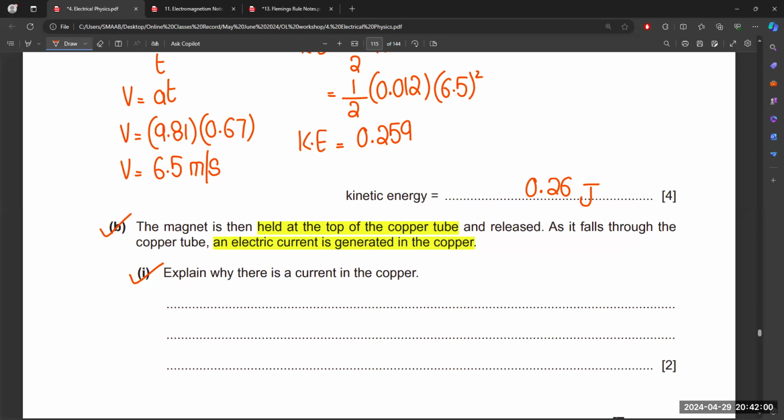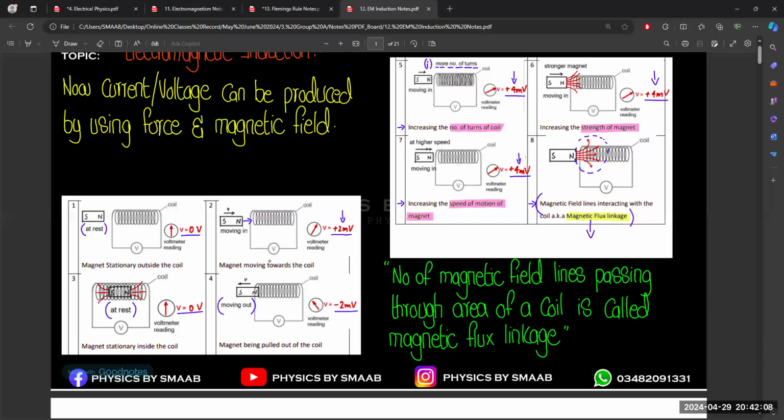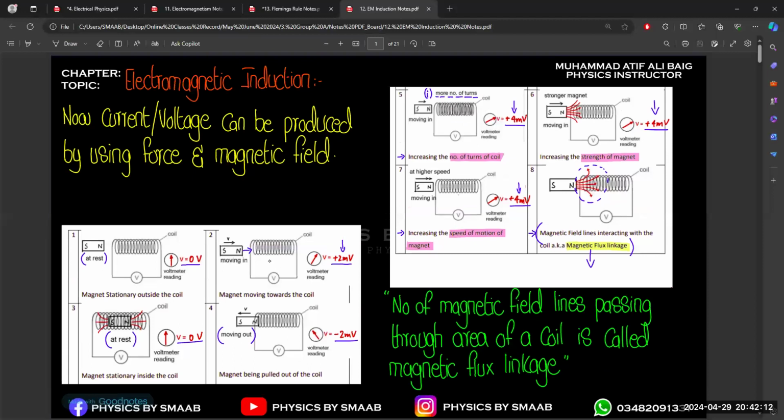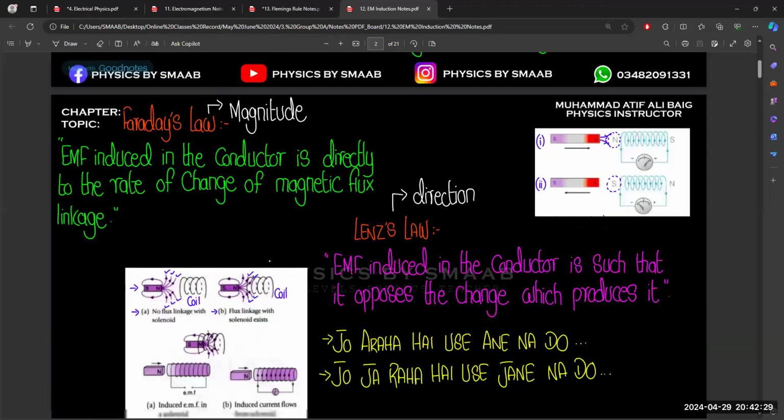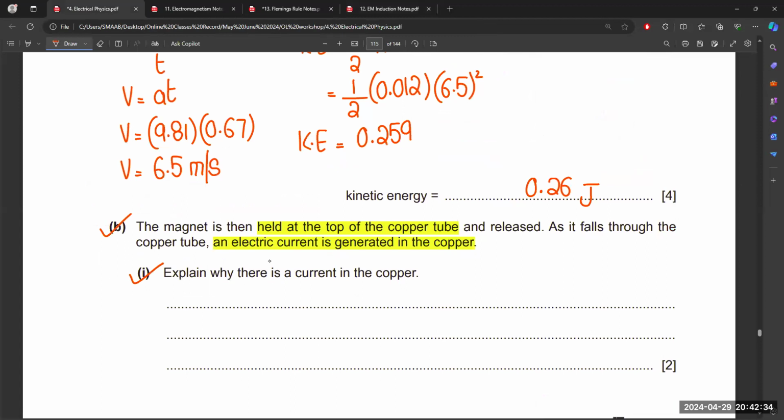This part is actually linked with electromagnetic induction. So when you pass a magnet through a coil or through any conductor, due to the change in the magnetic field lines or the change in the magnetic flux linkage, an EMF is induced, or an induced current will be there in the coil, right? So this is the idea we are writing in this part of the question.